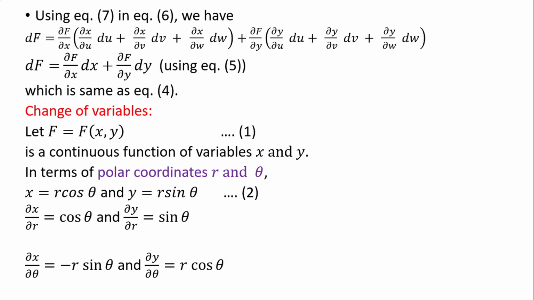so that ∂x/∂r equal to cos theta, ∂y/∂r equal to sin theta, and what is ∂x/∂theta? It is equal to minus r sin theta, and ∂y/∂theta equal to r cos theta.